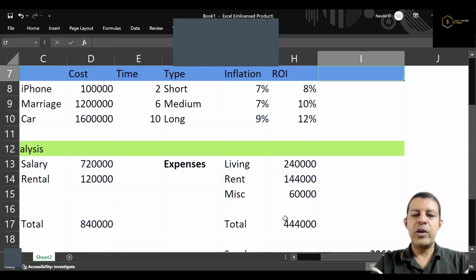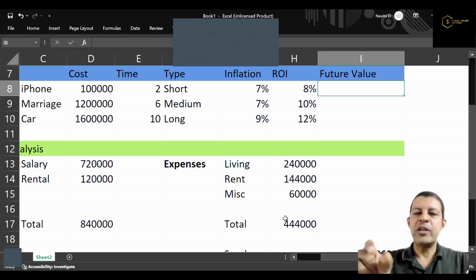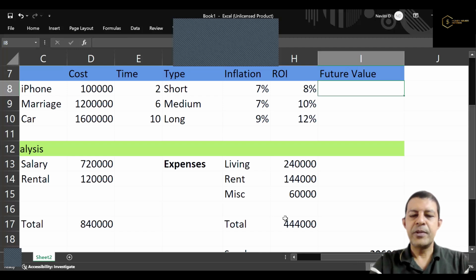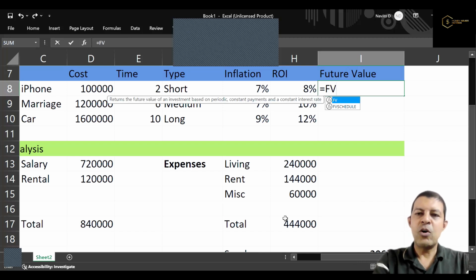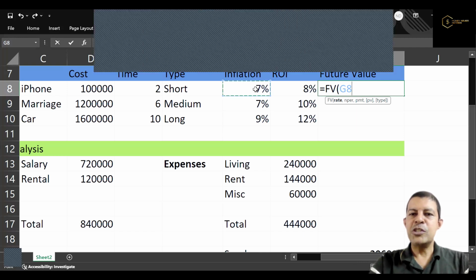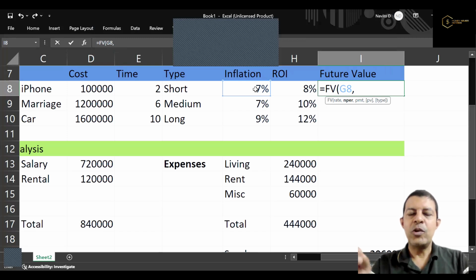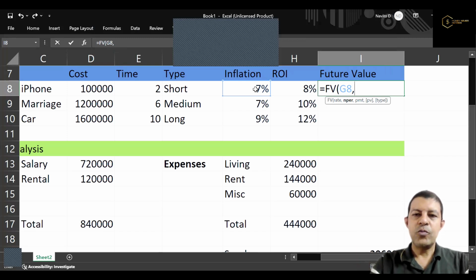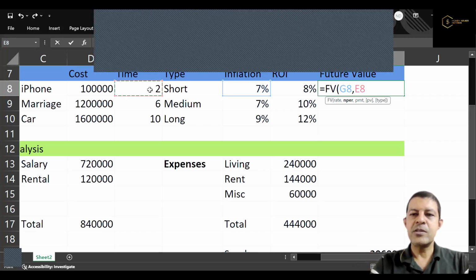So now we need to calculate the future value of the goal. Based on the future value, we need to see what investments are required today. For the future value, we have a formula called FV. And then we punch in the inflation rate, which will tell us how the future value of that particular goal will look. That means for the iPhone, the 1 lakh, how it will look 2 years hence.